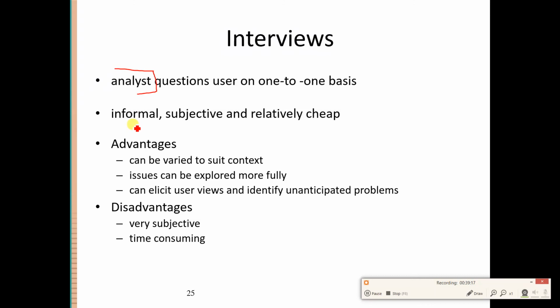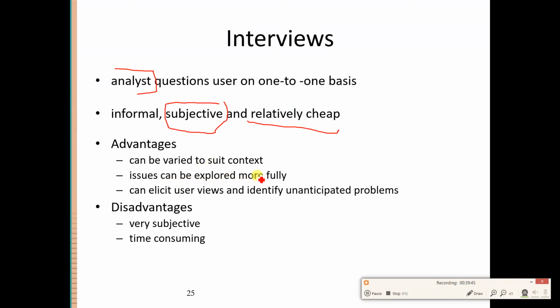This is informal, subjective, and relatively cheap. Subjective means that we have to choose a person, we cannot select all the people in the organization. It is informal because we are not recording things, we are just talking. And it is relatively cheap because we do not need special equipment. An advantage is that it can be varied to suit the context. Whatever the context is, we can go to the environment, go to the organization and do the interview.